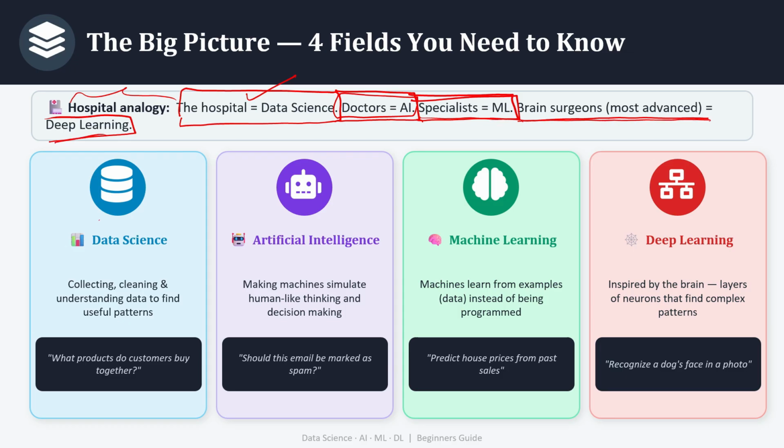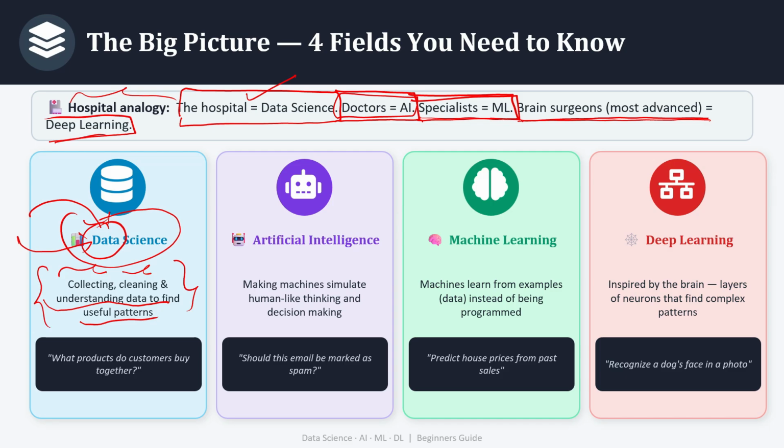Now when we say data science, it is very clear from the name as well. Data science is a science which is talking about the data. It is doing something on the data, right? That means collecting the data, cleaning the data, and understanding data to find useful patterns. So why do we collect the data? Because we need to understand some patterns in the data.